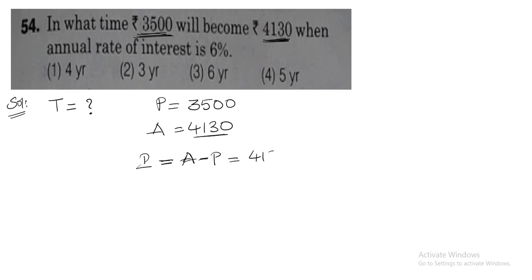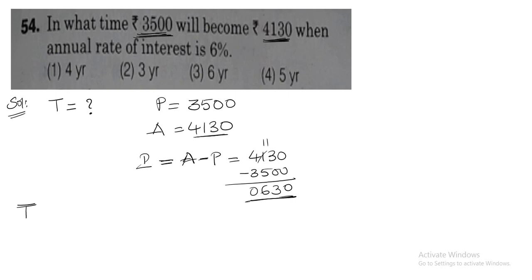So from this, 4,130 minus 3,500. When I do subtraction, 0 minus 0 is 0. 3 minus 0 is 3. So we can't cancel out, so this becomes 11. 11 minus 5 is 6. Next, 3 minus 3 is 0. Hence the interest is 630. So we got the interest value.